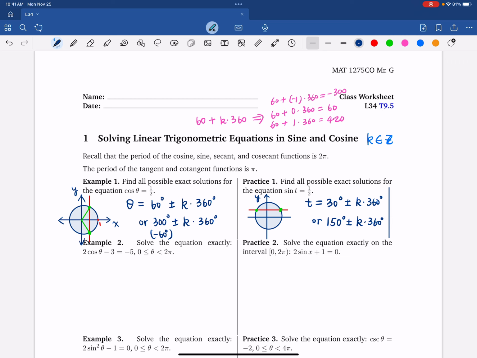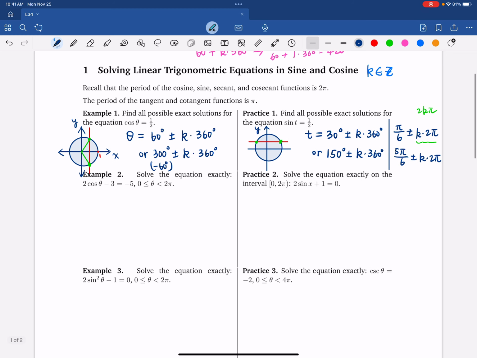And if you use radians, the first one will be pi over 6. That's 30 degrees, right? And then instead of saying plus minus k times 360, we're going to do k times 2 pi, because 2 pi is equivalent to 360 degrees. So same thing with 150. This is equivalent to 5 pi over 6, and then you're going to do plus minus k times 2 pi. Some people might prefer writing k times 2 pi as 2k pi, so it's up to you, whichever way works for you. And that will be practice 1.